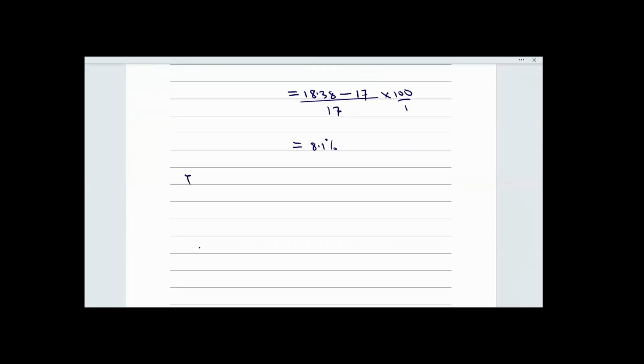Again, you then say the cost of capital should not increase above 8.1%. Otherwise, the investment proposal will become unviable.